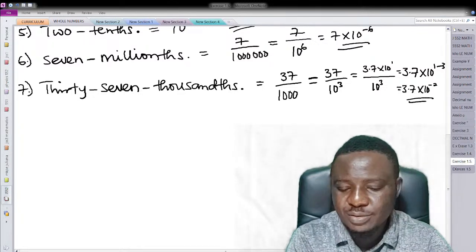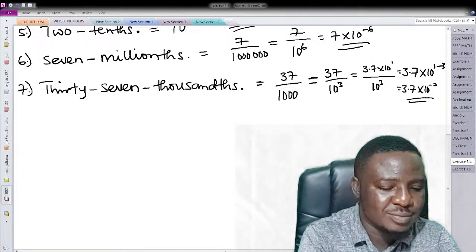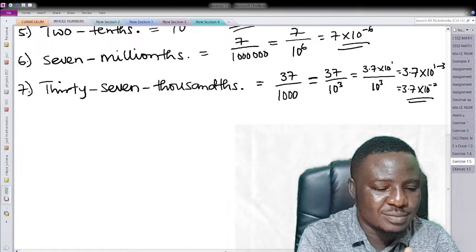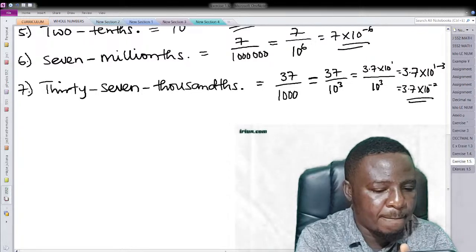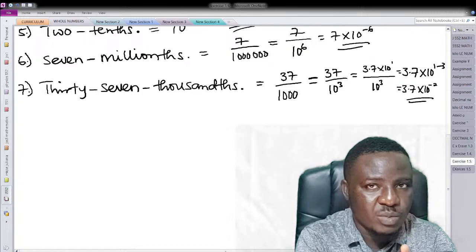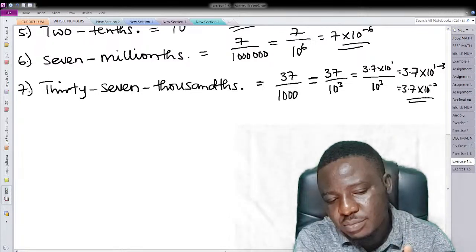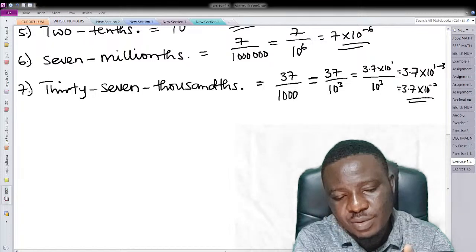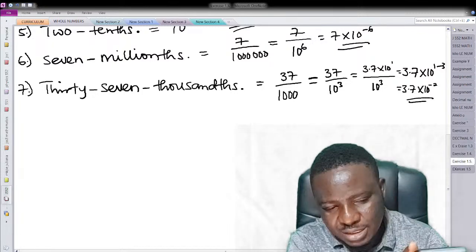Any question? Let me know where you are confused. I understand it. Okay, and you understand? Do you understand how I simplified it at this point?